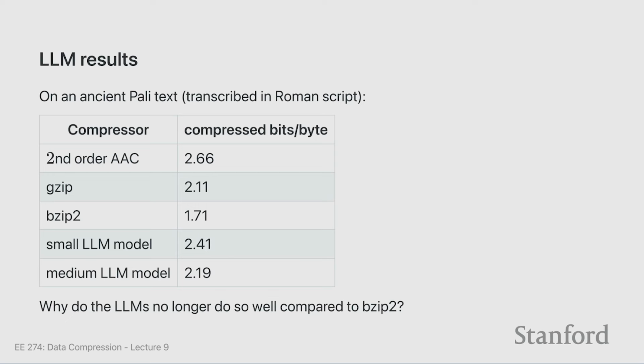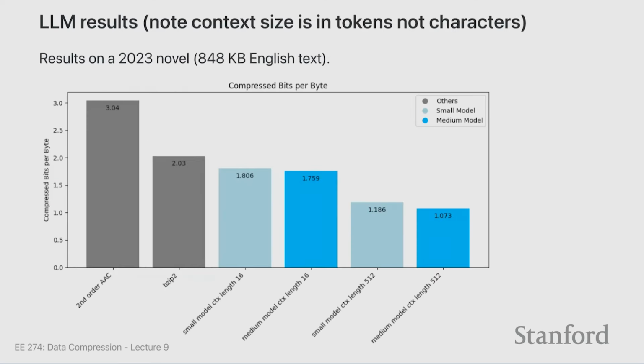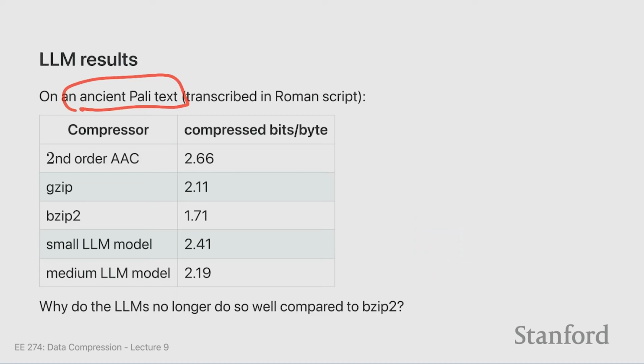Okay, now I did this differently. Instead of an English novel released in 2023, I took Pali, an ancient Indian language. I took this text, which was transcribed in Roman script, and I compressed it with all of these again. Now you see the models are not able to beat bzip2 or even gzip. Can anybody tell me why?